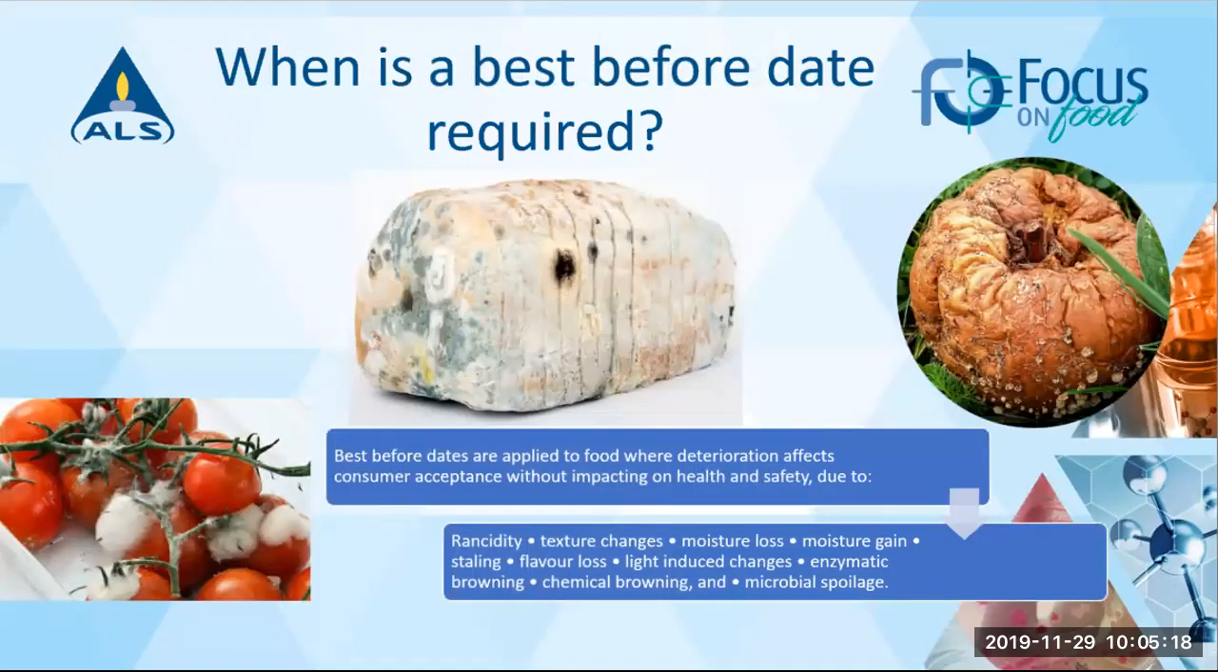And best before dates are primarily quality indicators. Some of the changes that can lead to a best before date needing to be applied are rancidity, changes in texture, the loss or gain of moisture, flavor changes, enzymatic browning, and yeast and mold growth.